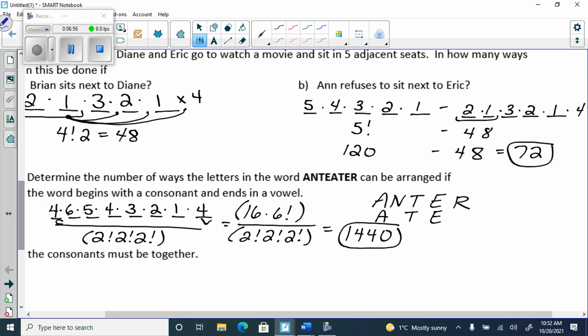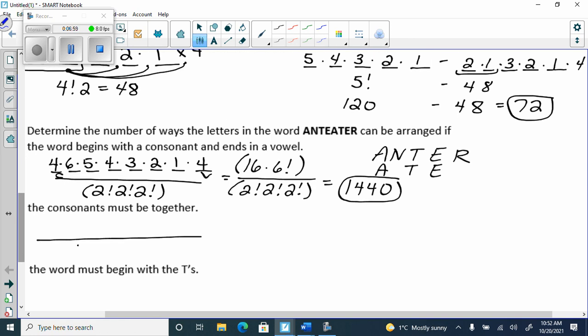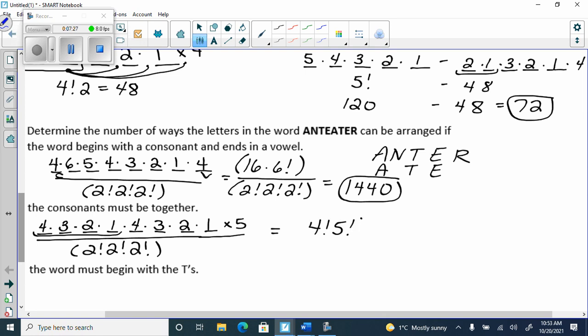Now it says the consonants must be together. 2 factorial, 2 factorial, 2 factorial. That's not changing. 1, 2, 3, 4, 5, 6, 7, 8. The consonants have to be together. 4, 3, 2, 1. How many are left? 4, 3, 2, 1. Does it say that they have to be together at the front? No. So we have to times it by 5, because we get 5 more scenarios of this exact same scenario. So we actually have 4 factorial, 5 factorial in brackets, divided by 2 factorial, 2 factorial, 2 factorial, which is 360? Yes.